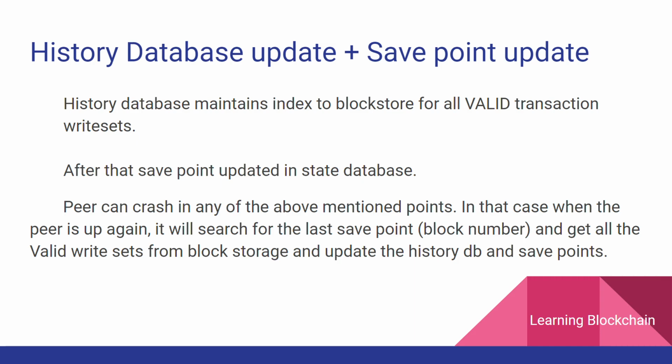And the next thing is that if the peer crashes at any one of the above mentioned points, then when the peer is up again, it will search for the last save point and get all the valid write sets from the block storage and update the history database and the save points. It is exactly the same as the state database: it will search in the ledger again and update the history database. It will update the indexes to the valid transactions and also update the save point inside the history database.